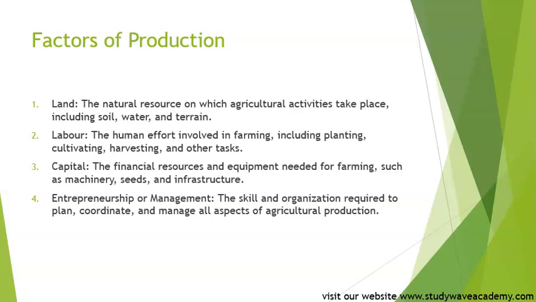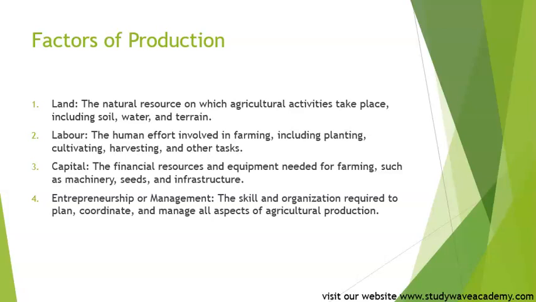So now we are going to be looking at the essential parts for production, the factors of production. One, we have land. Land, the natural resource on which agricultural activities take place, including soil, water, and terrain. So land is where all farming activities take place. It includes the fields and the ground where we grow crops and raise animals.